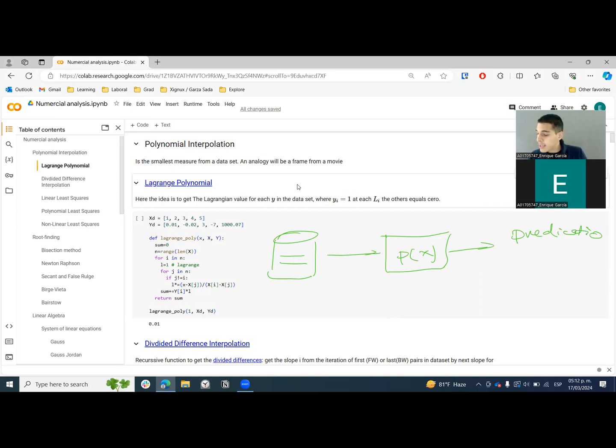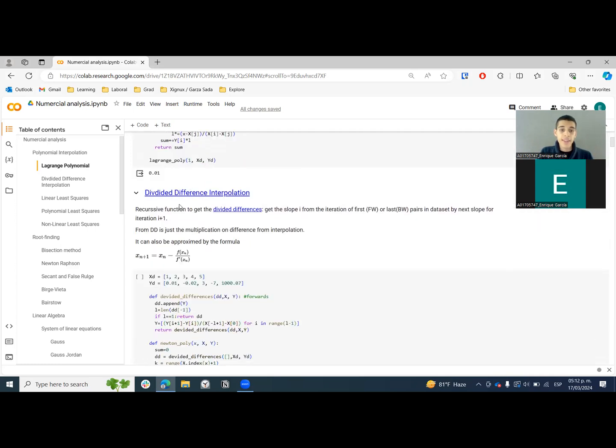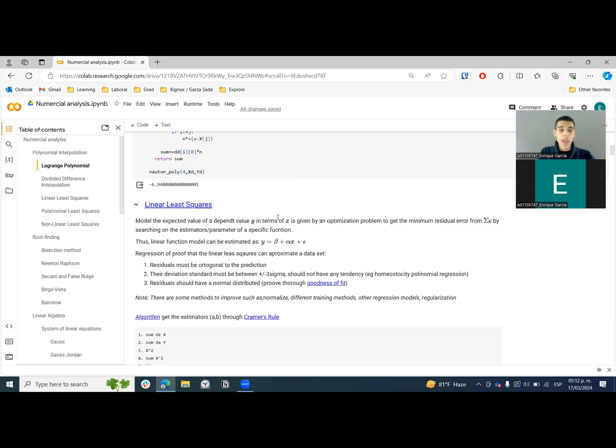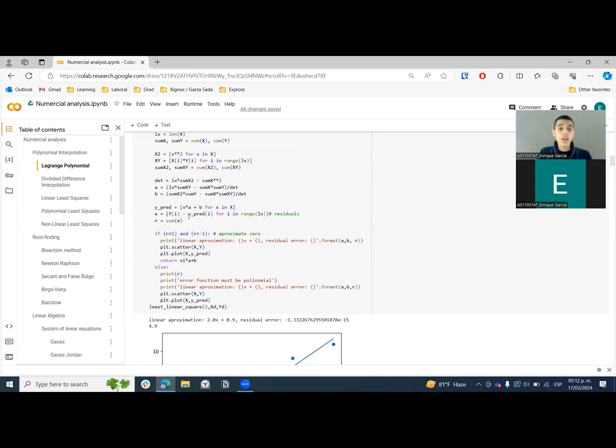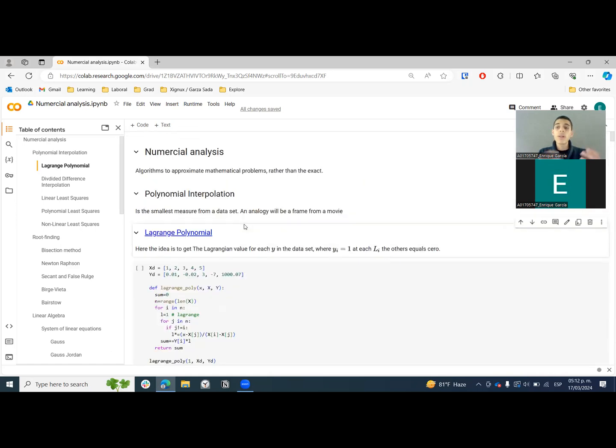Now, what are the methods to get them, and what are the limitations? The ways to get there are using Lagrange polynomials, divided difference interpolation, linear least squares methods, and non-linear least squares methods. We'll explore each one of them.